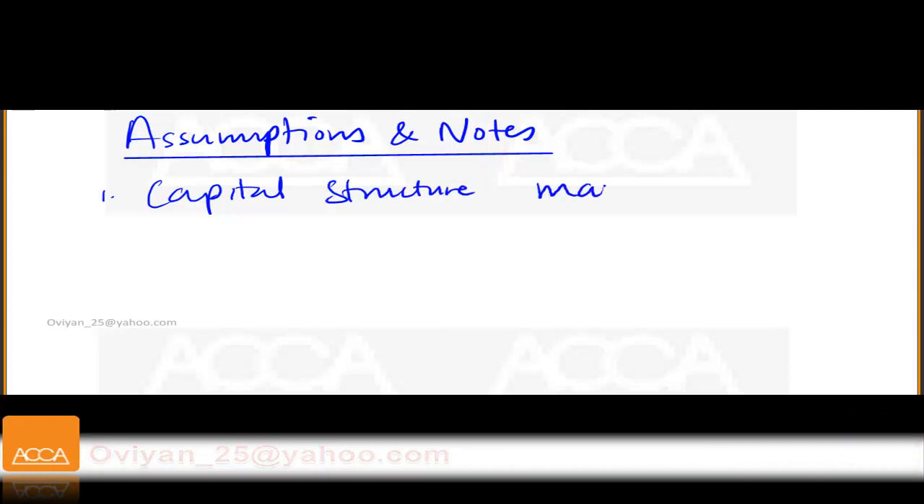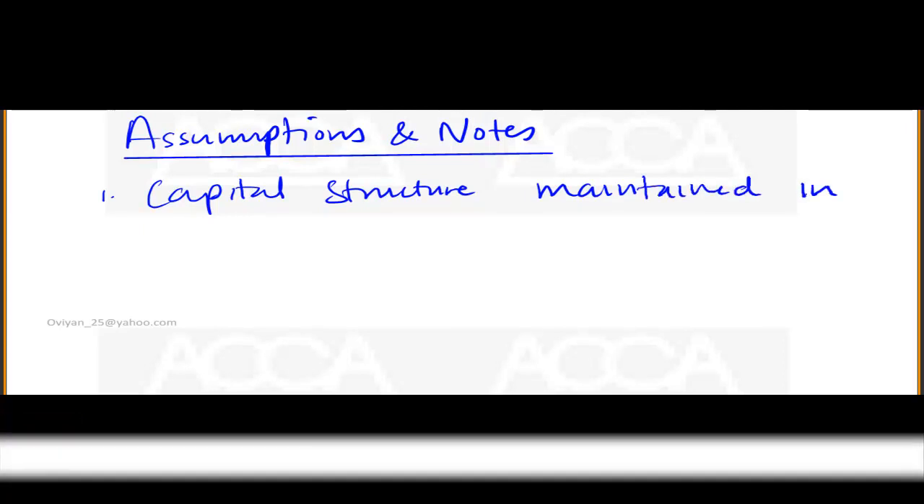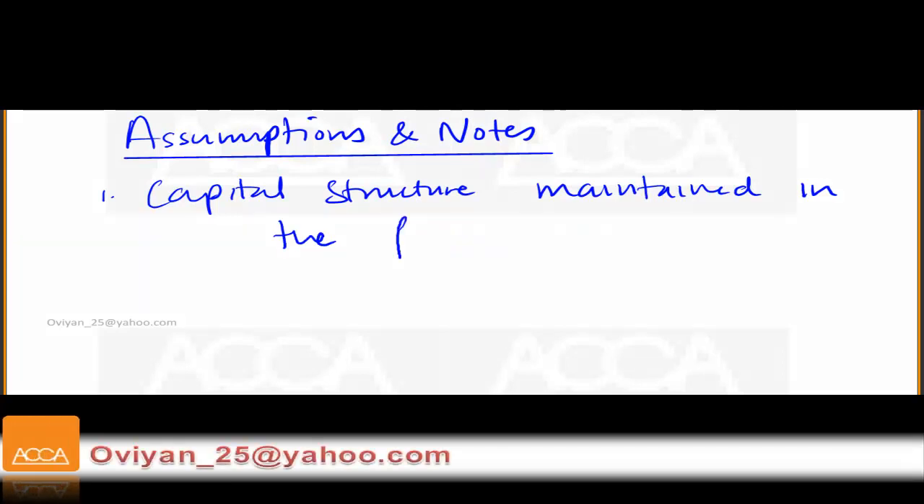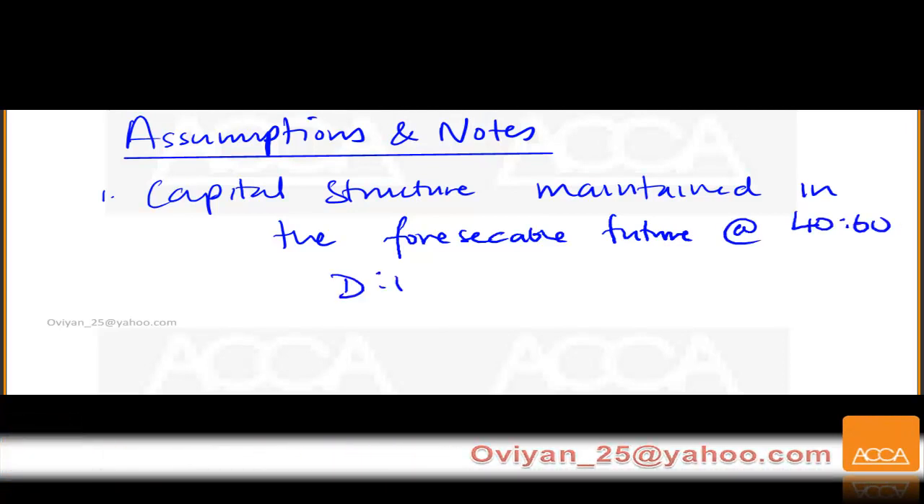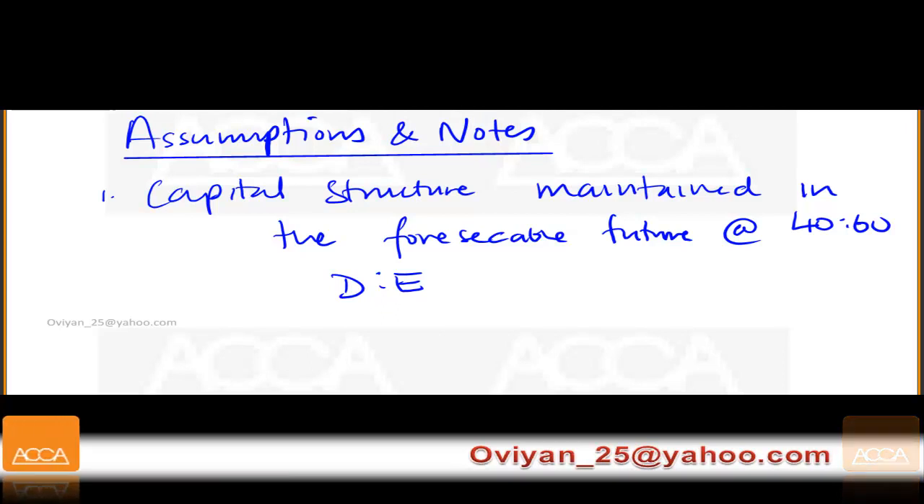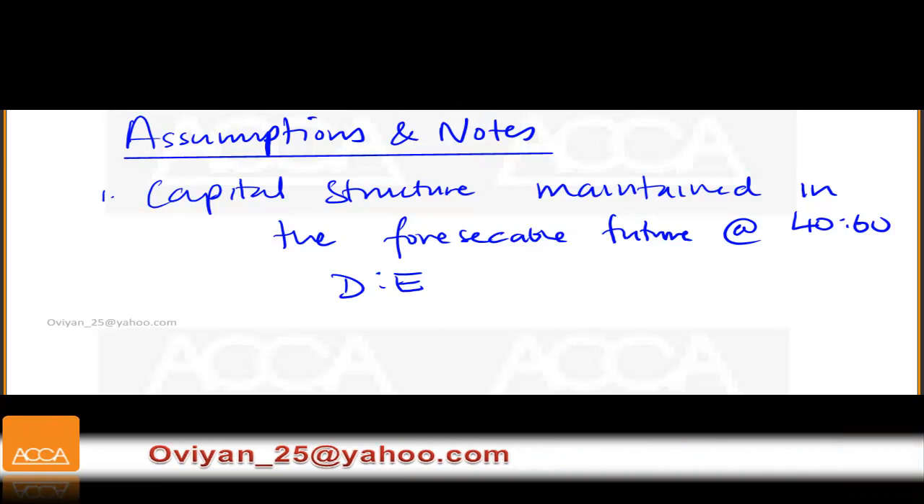Capital structure is maintained in the foreseeable future at 40-60 debt to equity ratios. That means we're not going to change our capital structure, because if you change the capital structure, then the valuation may be different, because by virtue your WACC is going to change.